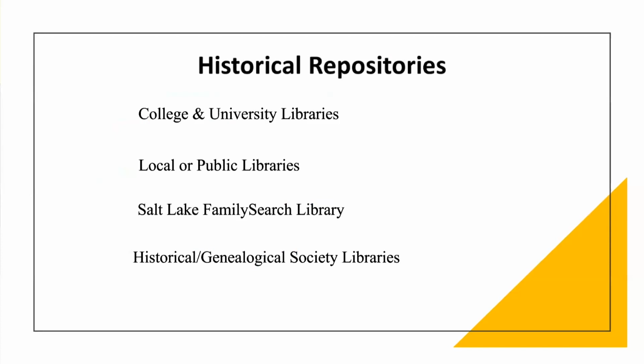Most, if not all, of the following types of libraries have online catalogs. And like the Family Search Library in Salt Lake City, some libraries have digitized histories.